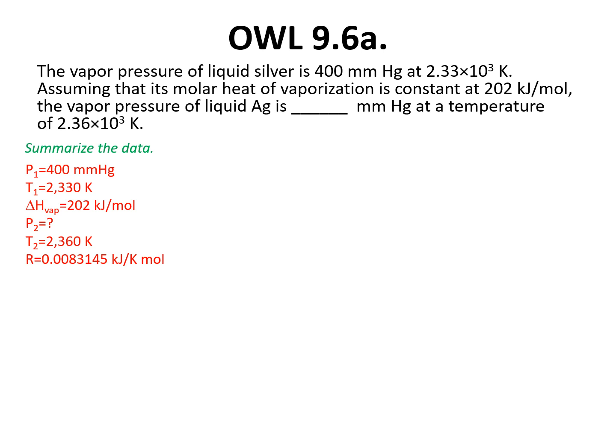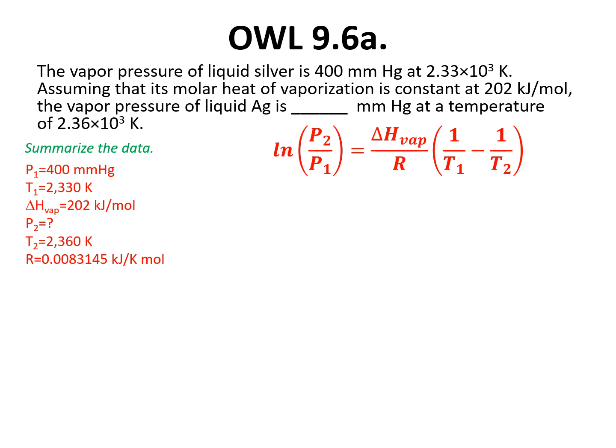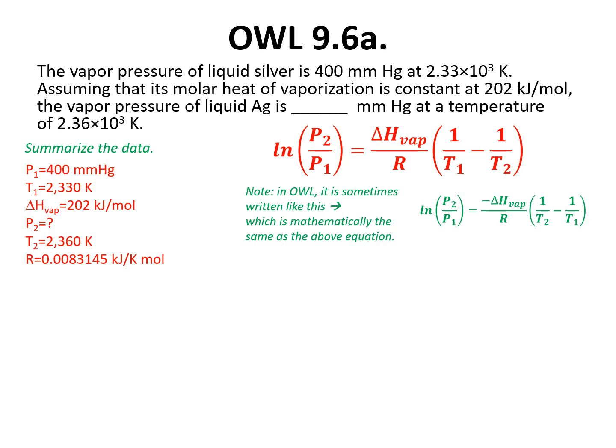Now that we have our data summarized, we're going to write out the equation. The ln of P2 over P1 is equal to delta H of vaporization over R times 1 over T1 minus 1 over T2. I did want to make a note here that in OWL, this equation is sometimes written as follows.